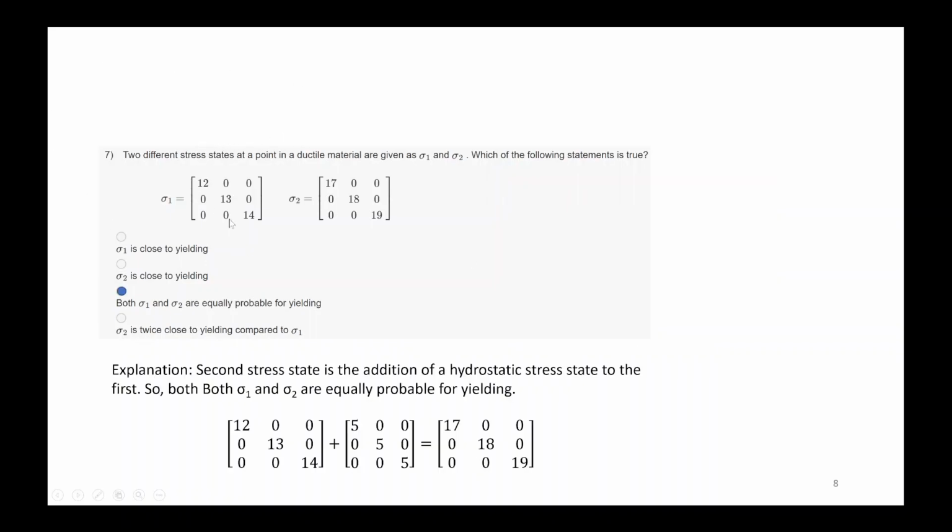Now in this question you are given two stress states. One is an addition of a hydrostatic state, so 555 is added here. So this won't be contributing to the distortion of the material, so this won't be leading to any failure of the material. So these two stresses are equally probable for yielding. The second stress state is an addition of a hydrostatic stress state to the first, so both sigma 1 and sigma 2 are equally probable for yielding.